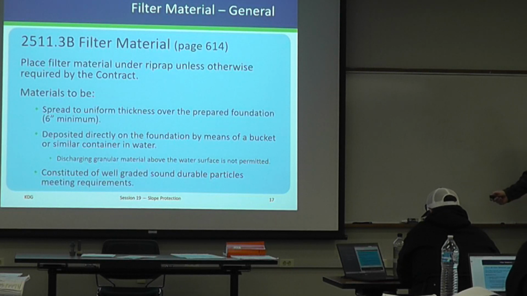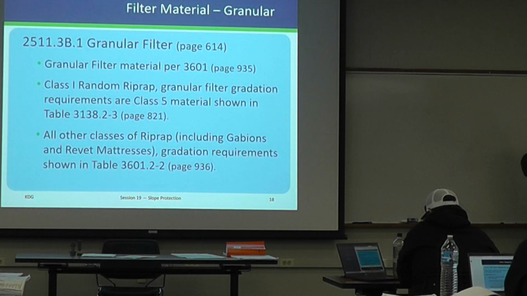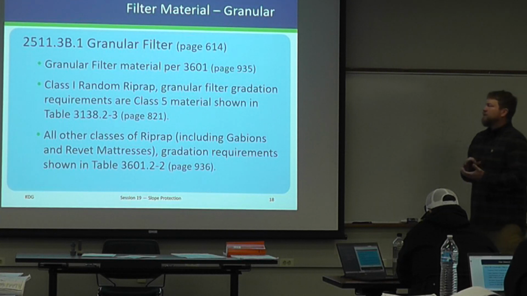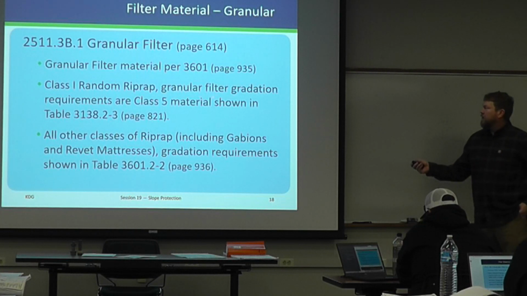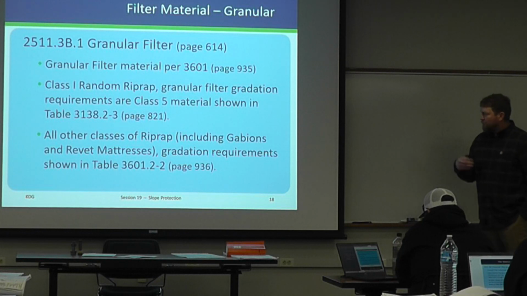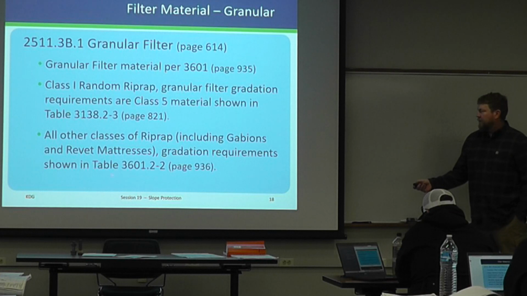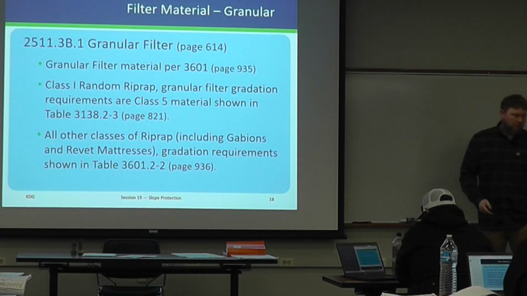And then the material, we need it to be well graded, just like everything else. We want it to meet the spec and the intent of what we're trying to accomplish there. So the granular filter material, those requirements are in 3601. So the class 1, that's the smallest size, that's the 1 foot thickness. The granular filter is based on the class 5 in 3138. All other classes, so 2 through 5, and if there's anything special or larger, there's a separate table for it.